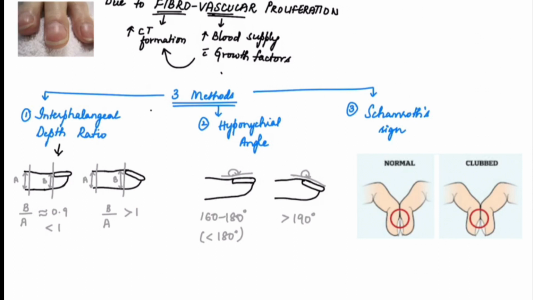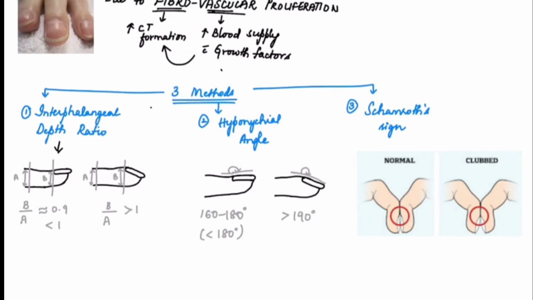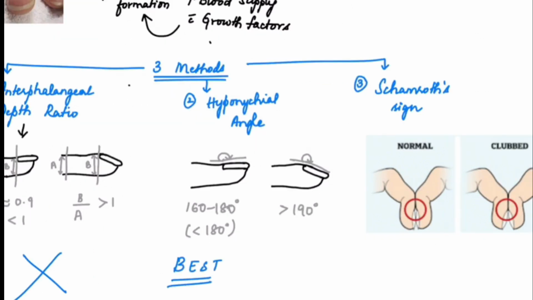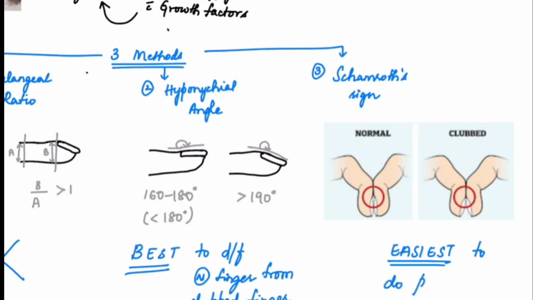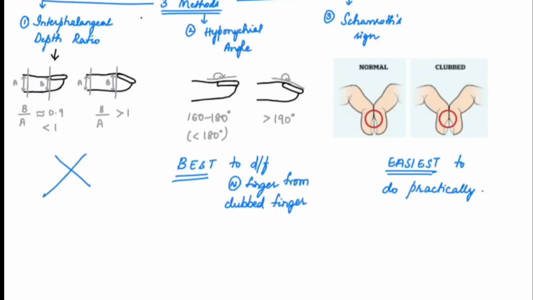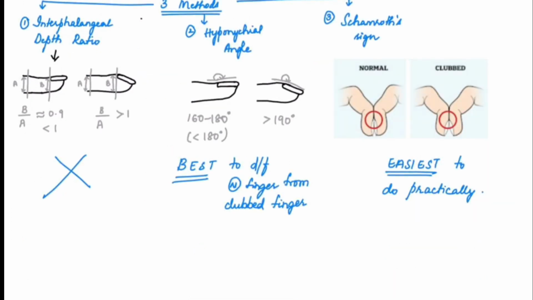Now, of these three methods of assessing clubbing, the interphalangeal depth ratio is almost outdated, not used. The hyponychial angle is the best of all these to correctly differentiate a normal finger from a clubbed finger. Okay, so this is important to remember. And the Shamroth sign is the easiest method to do practically, because measuring the angle is difficult, but just looking for the sign is easy.